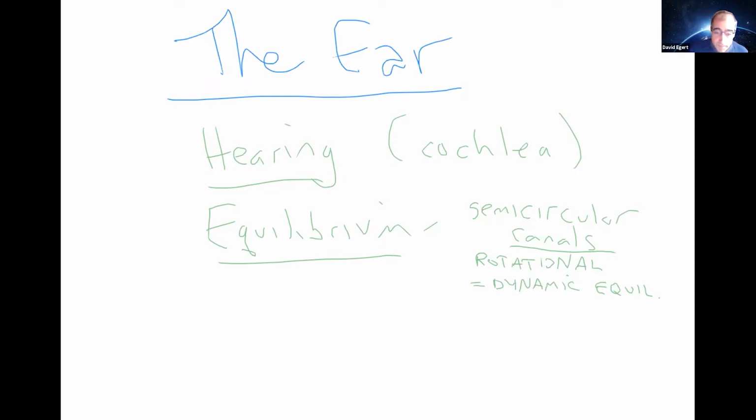So semicircular canals are telling your brain information about the rotational or dynamic equilibrium of your head. And then there's also going to be what we call the saccule and the utricle. And these are going to do what is called static equilibrium. This is basically the direction of gravity.